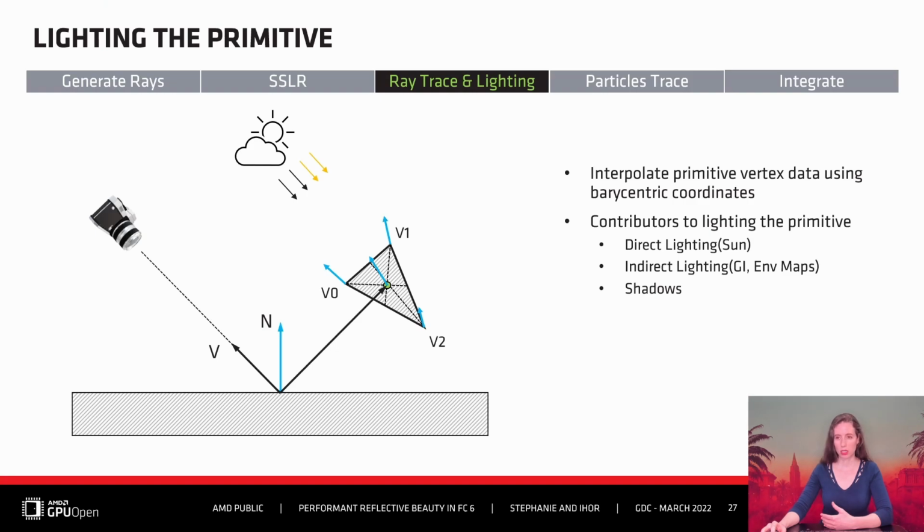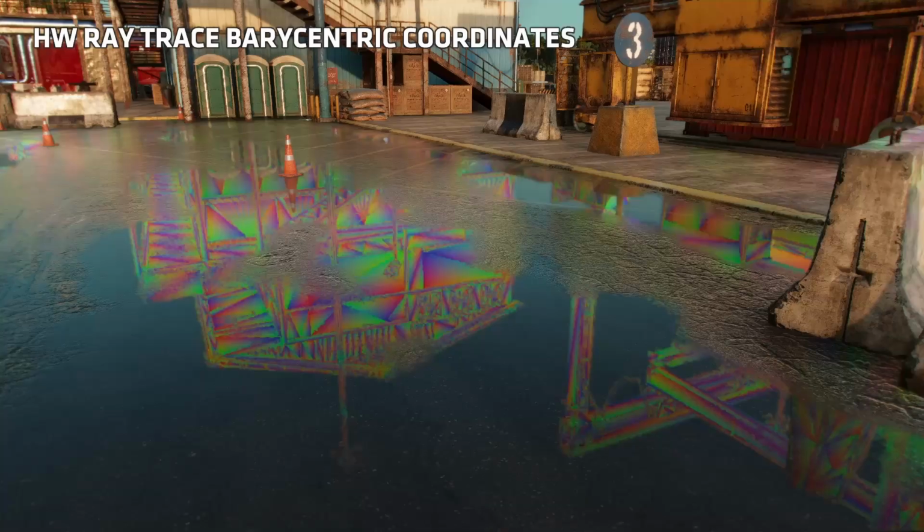Then, using this information, we calculate the interpolated values for our unified lighting parameters. Other factors that contribute to lighting the primitive are the sun, global illumination, environment maps, and as well, shadows. Possible future work would be to add support for dynamic lights.